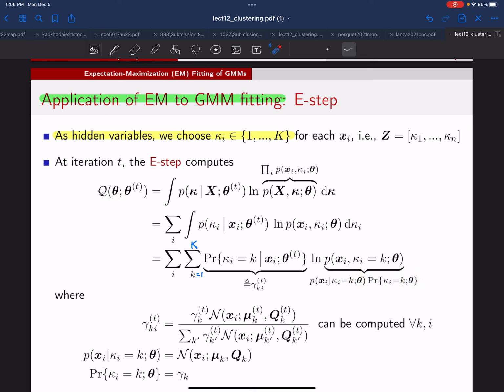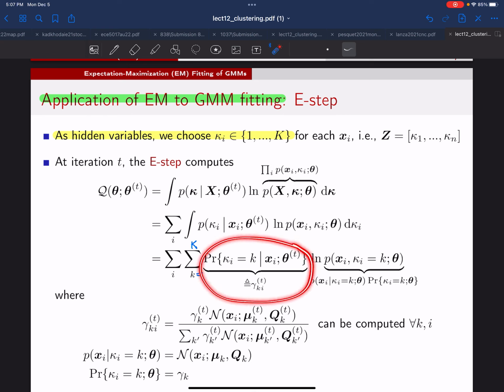Okay, so again, for these, the probability of x_i given kappa_i equals k takes this form. Here theta, if you remember, is going to be mu_k and Q_k. So we're just explicitly expanding this into the unknown parameters. Over here, the probability that kappa_i equals k is just the value gamma_k, which is one of the elements of theta.